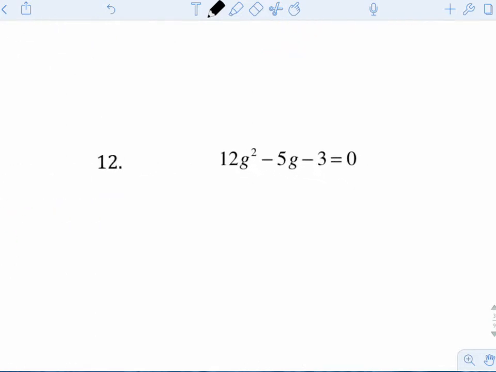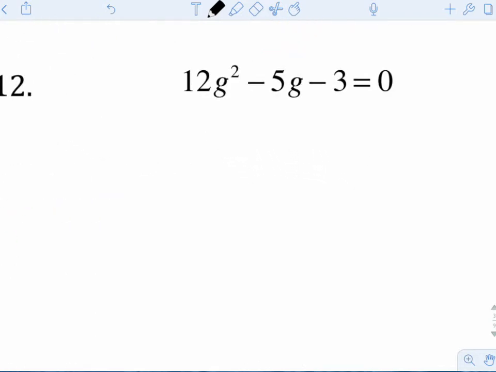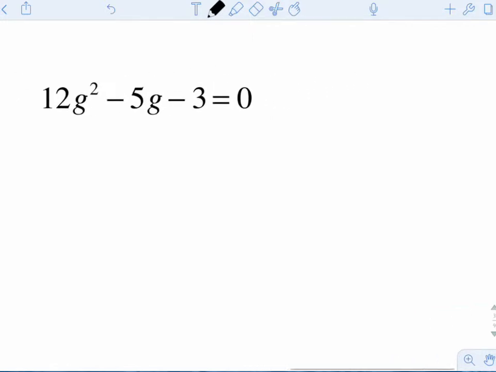Okay, here, number 12. Ooh, we've got a trinomial. The leading coefficient is not 1. It's definitely not a perfect square. Ugh, we gotta do the AC method. All right, so here we go. 12 times negative 3 is negative 36, and negative 36 is kind of our magic number here. So we're going to find two factors of negative 36 that are going to somehow add to negative 5.